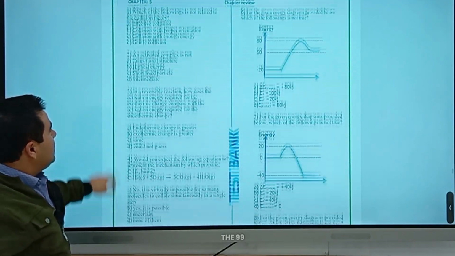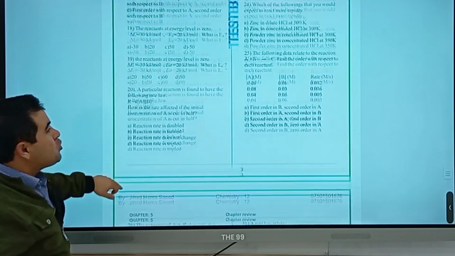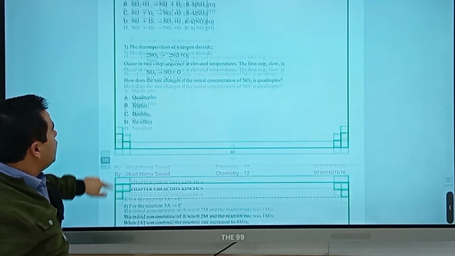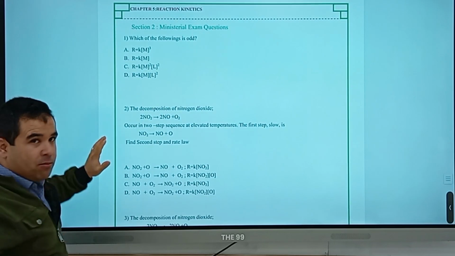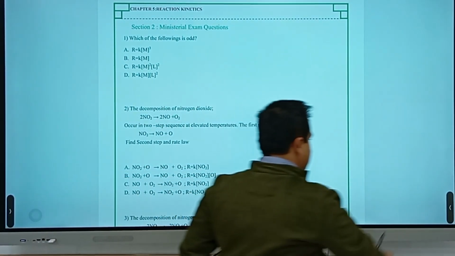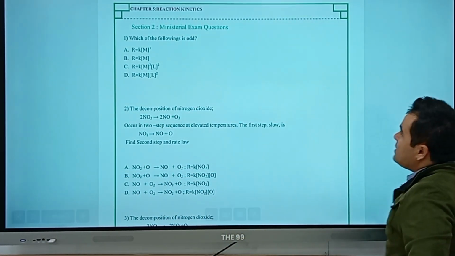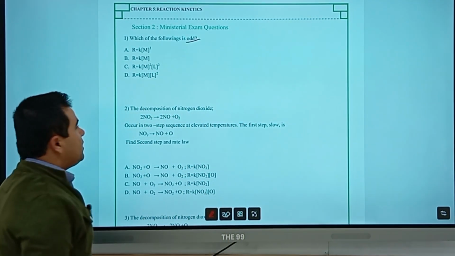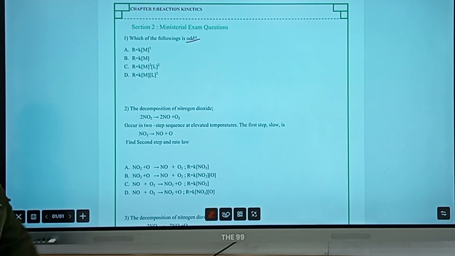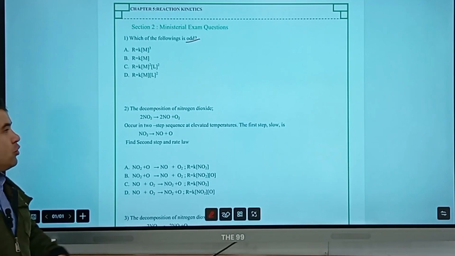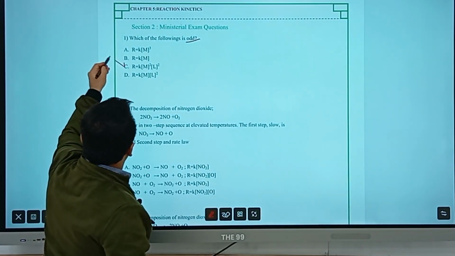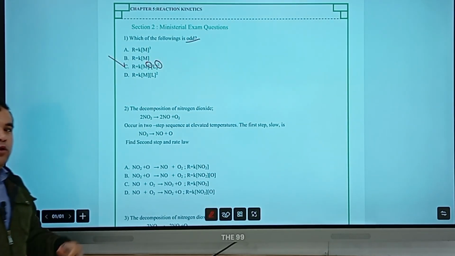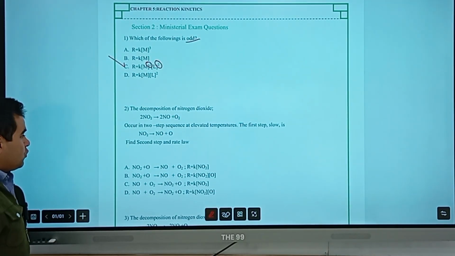Here we have the test bank questions. I will be solving the standardized test prep for you, or let us solve some ministerial exam questions first, and then we'll be solving standardized test prep. Guys, the first one asks which one is the odd one. Probably the odd one is the one that exceeds the limit of the orders, guys. C is the odd one because here 2 plus 2 is equal to 4. We do not have such an overall order.